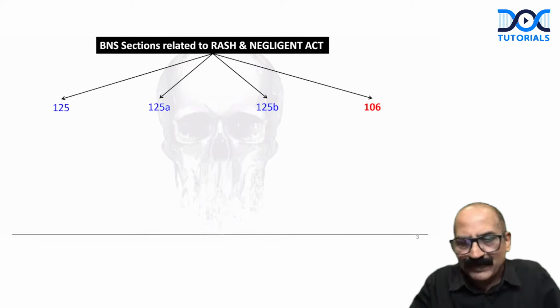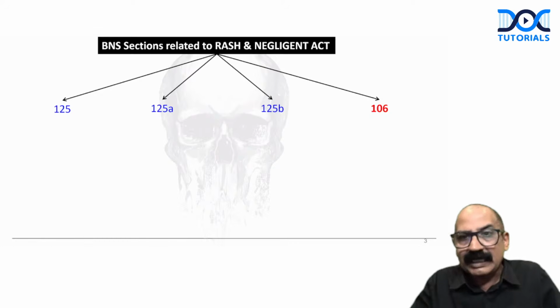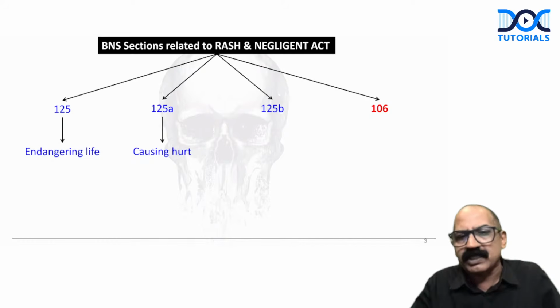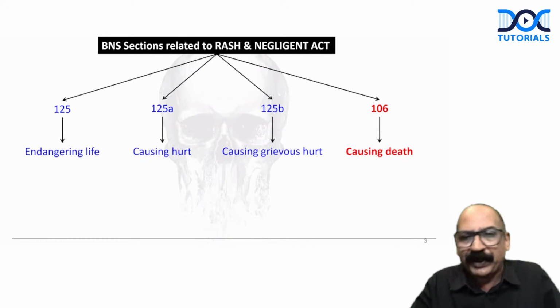125 BNS deals with rash and negligent act endangering the life of the person. Endangering life. 125A, rash and negligent act causing hurt. 125B, rash and negligent act causing grievous hurt. And 106, causing death of the patient. And for a doctor, maximum up to 2 years of imprisonment.